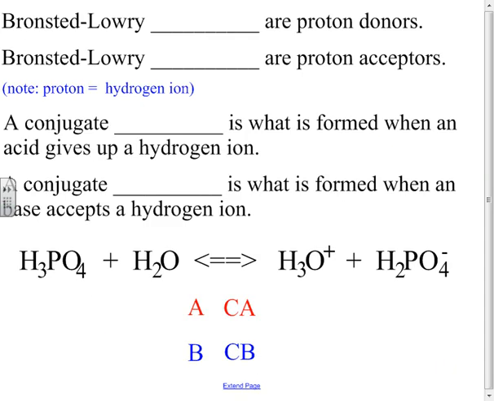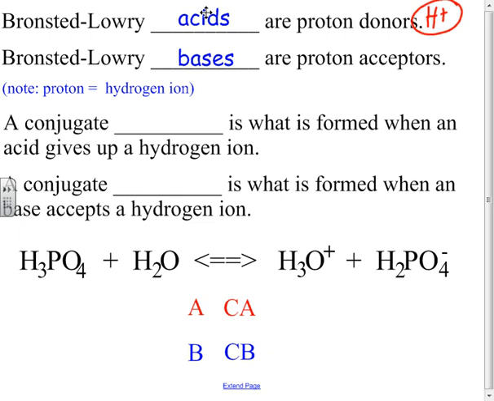Going to Bronsted-Lowry definitions, Bronsted-Lowry acids are proton donors, and Bronsted-Lowry bases are proton acceptors. A proton is the same as a hydrogen ion. Remember that an Arrhenius acid forms hydrogen ions. Bronsted-Lowry acids form protons, which are the same as a hydrogen ion. So those definitions are pretty much the same.